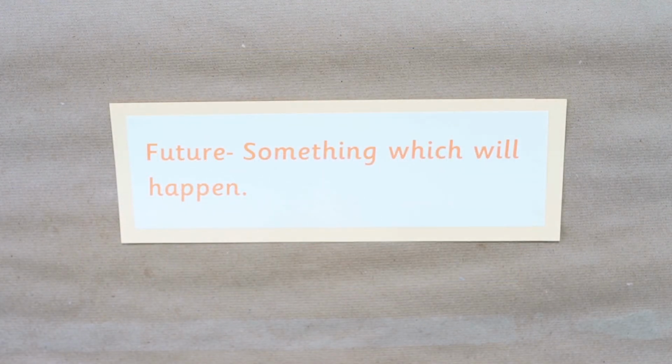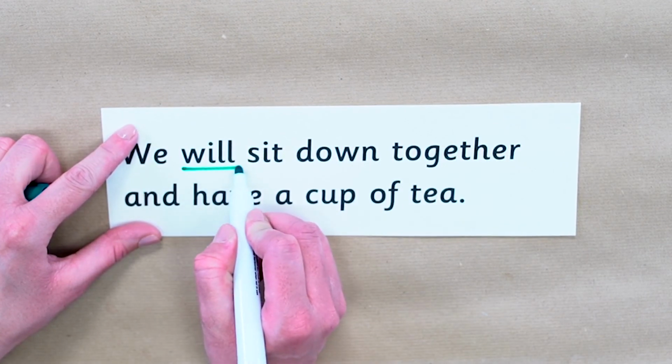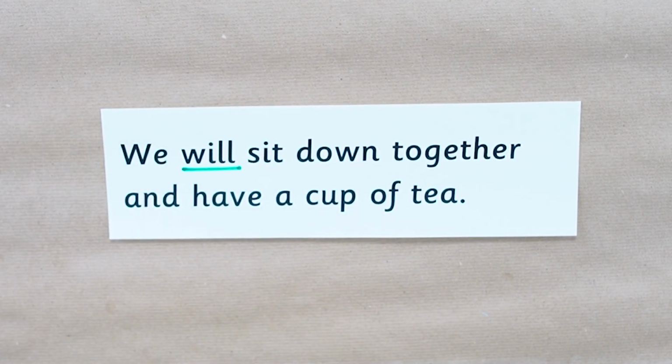Finally, we have the future tense. We will sit down together and have a cup of tea. This is talking about events which are going to happen. So you typically find words like will, when occurring in these sentences. Again, it's helpful if the children are confident speaking in this tense.